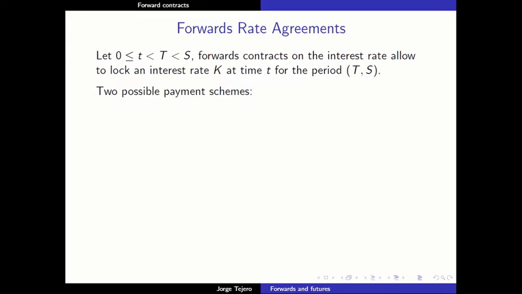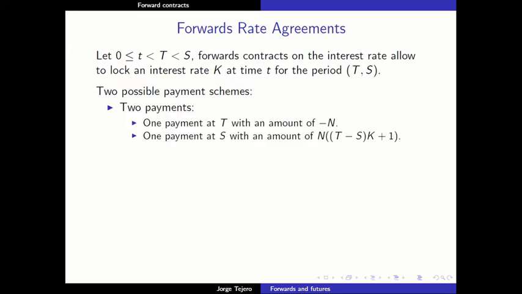These contracts have two possible payment schemes. The first scheme is with two separate payments. So we will make a payment at the beginning of the period equal to the nominal amount, and we will get a payment at the end of the period with an amount equal to the nominal amount times 1 plus the interest rate times the length of the period. This is equivalent to making an investment in this period at the interest rate specified under the forward rate agreement. The other possible payment scheme is that both payments are grouped together at the beginning of the period.